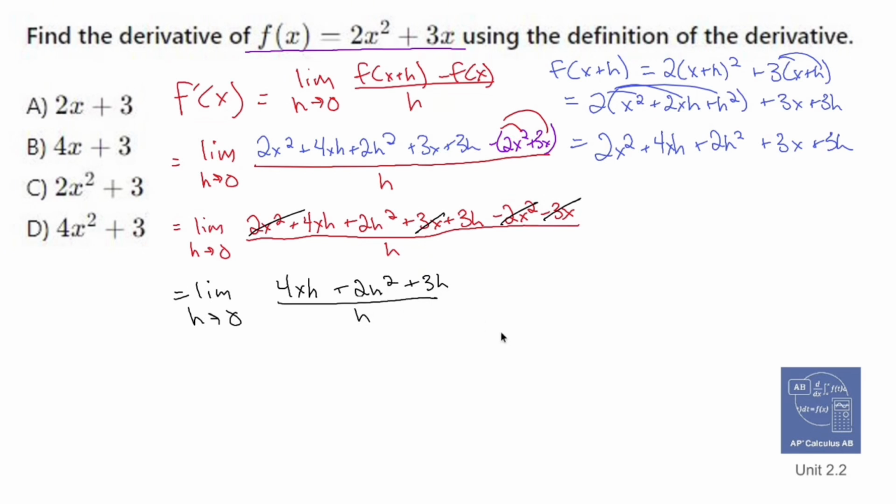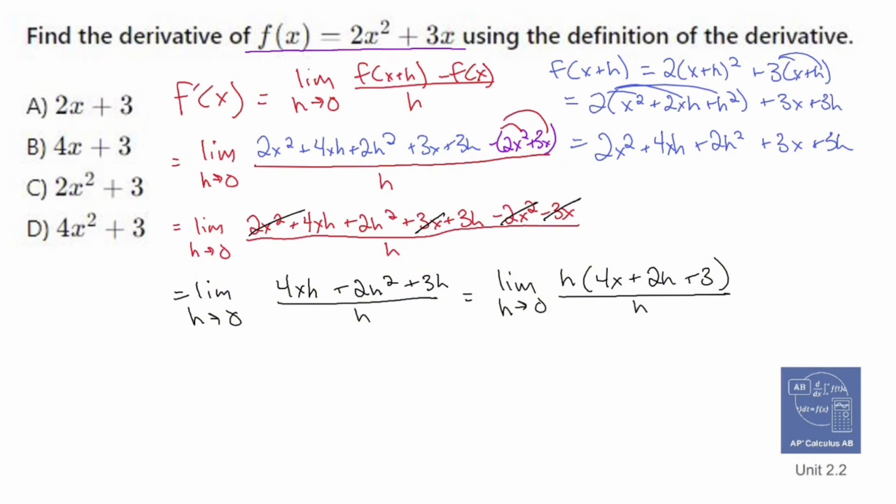Now notice all of these guys have h's, which means I can factor out an h. When you're dealing with polynomials like what we have up here, expect that to happen every single time when we have polynomials. Not every single problem, but every single time when I have polynomials. If I have an h, bring it out. 4x plus 2h plus 3, close it, all over h.